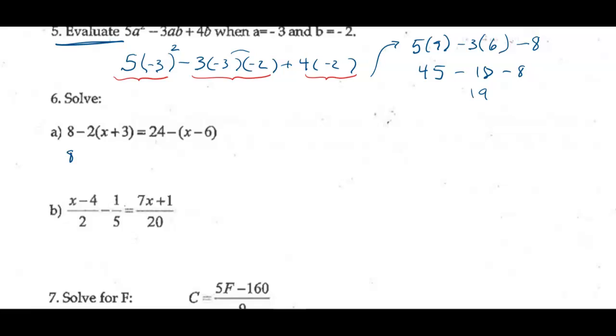So what does that mean? Here I need to distribute minus 6, distribute minus x plus 6. Continue simplifying each side. 8 minus 6. This is just basic simplify. We're not moving anything yet. 8 minus 6, of course, is 2. So I get 2 minus 2x equals 24 plus 6 is 30 minus x.